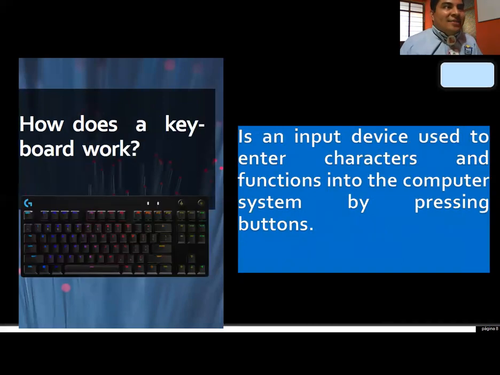Okay, good. Next, how does a keyboard work? This is an input device used to enter characters and functions into the computer system by pressing buttons. So you have your ideas in your mind, you are typing, and you introduce the information into the computer by typing different buttons on your keyboard. That's the function, to introduce information into the computer.